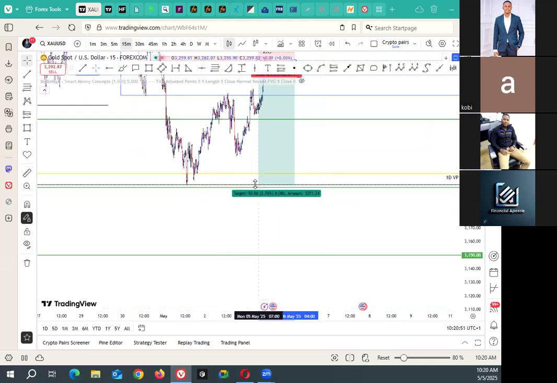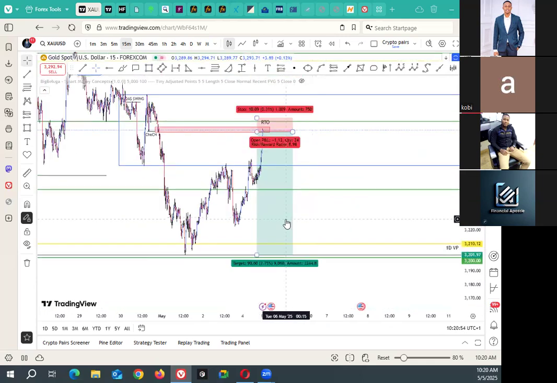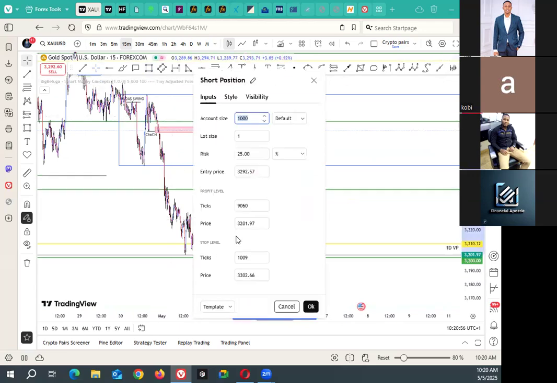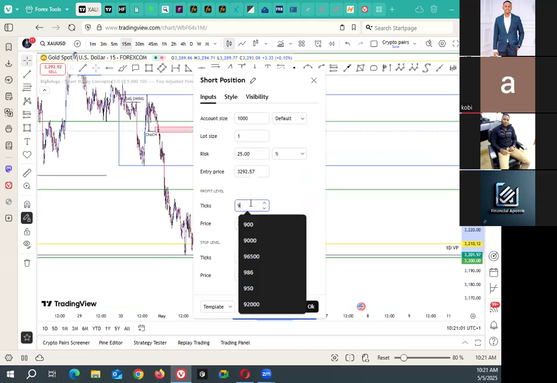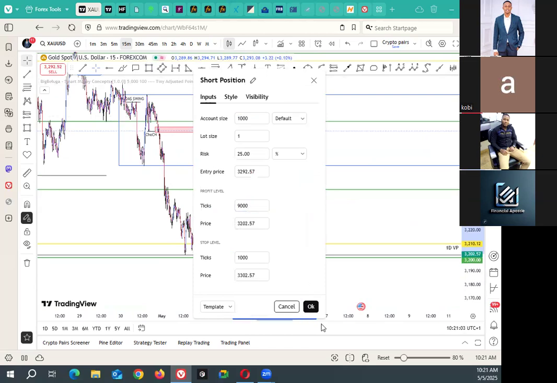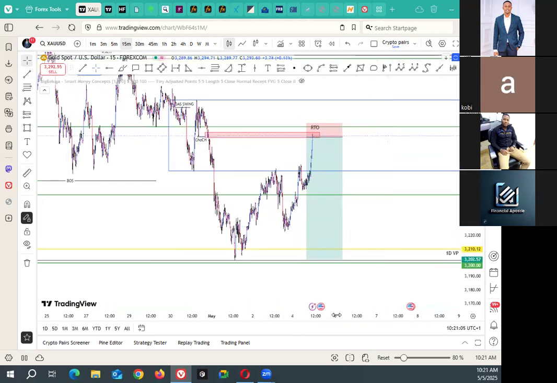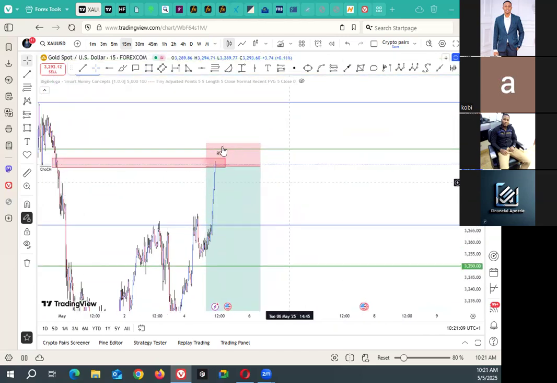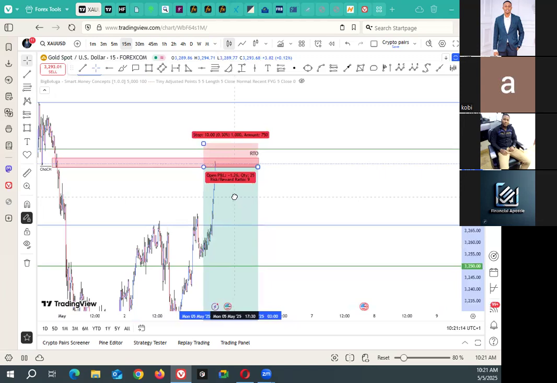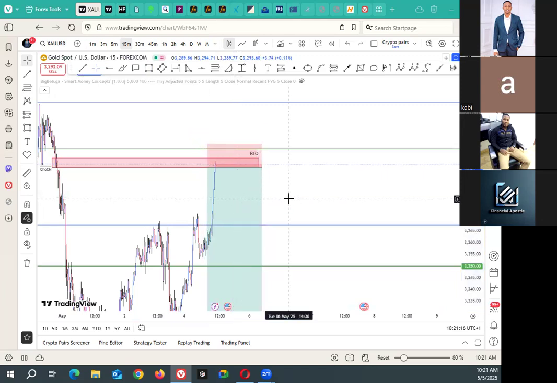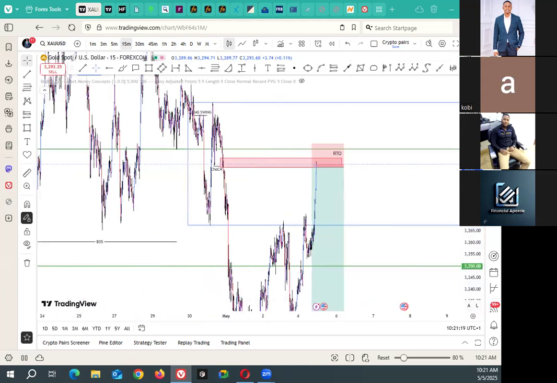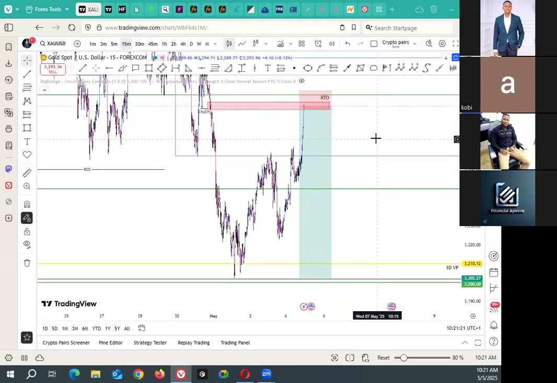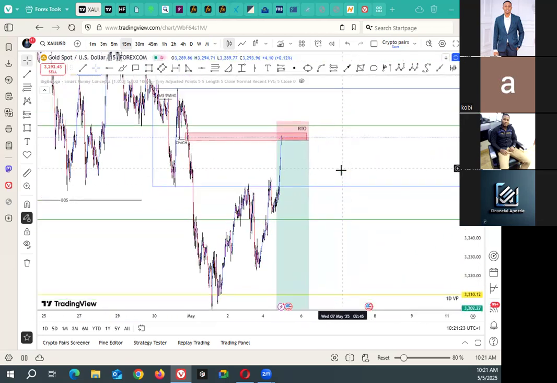Or we take this low first. So 9,000 pips. Or literally you can say it's 9,000 points and then 1,000 pips risk, which with the lowest lot size of 0.01 is $10. Then with higher lot size, it is more than $10. So this is what I see on gold right now. It is a sell on gold.